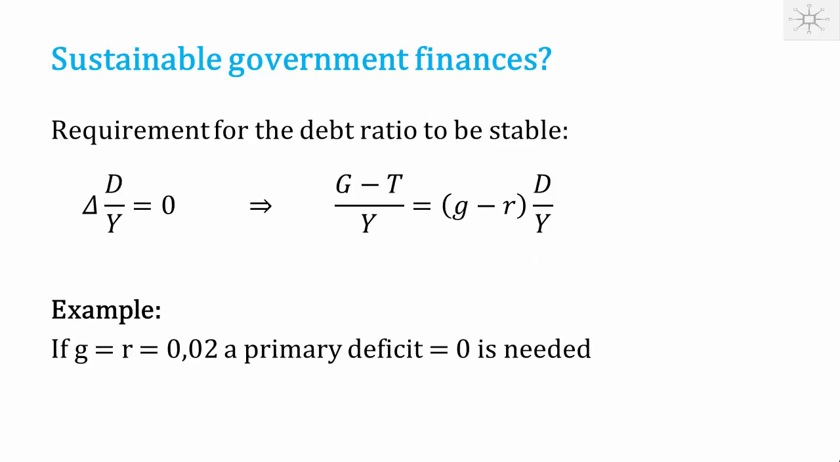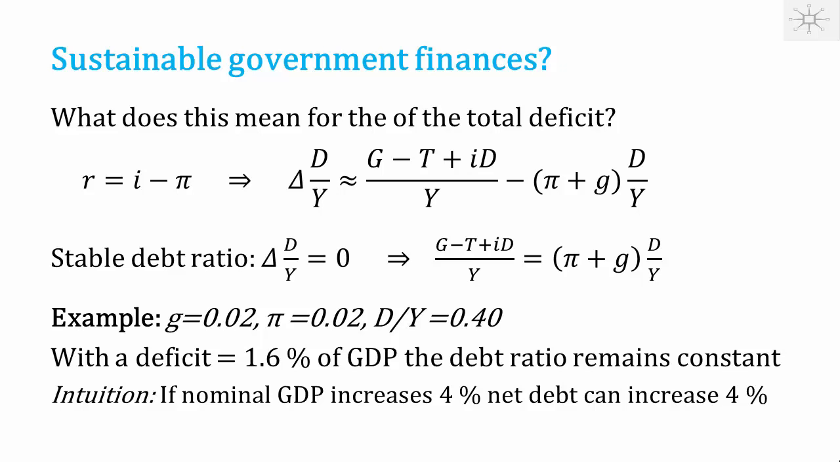So you could ask, if we want the debt ratio to be stable, what does this imply? Well, it implies that we have to have a primary deficit, which is equal to the growth rate minus the real interest rate times the debt ratio. So if the economy is growing faster than the real interest rate, then actually we can have some primary deficit and still have a stable debt ratio. But of course, in the newspapers we often read about the deficit, not the primary deficit. So what does this mean in terms of the deficit?